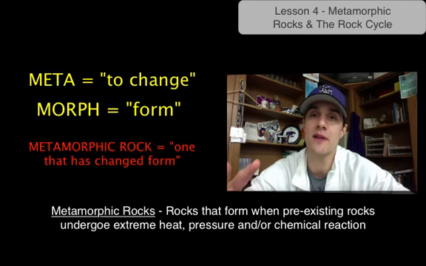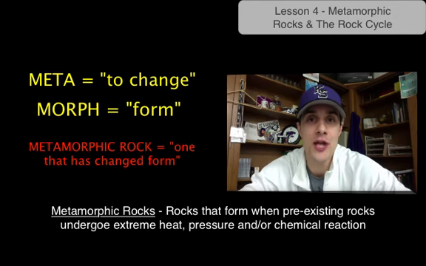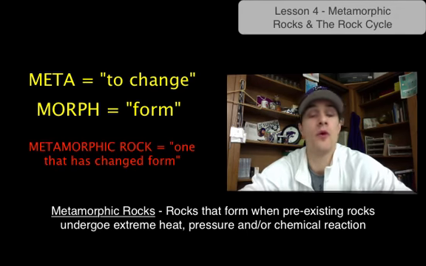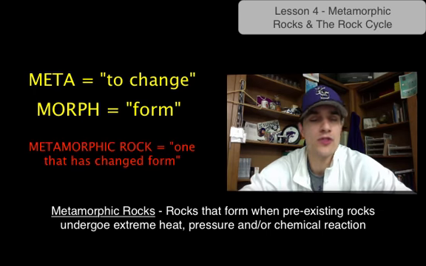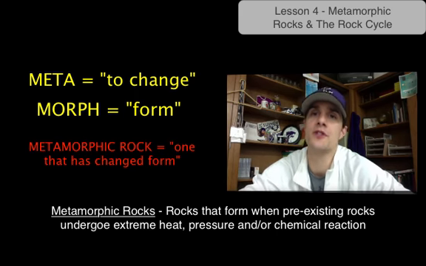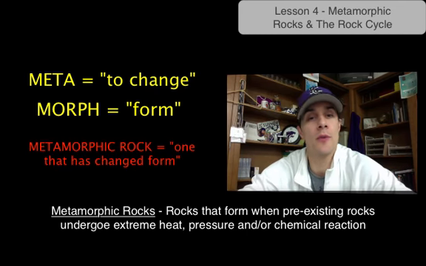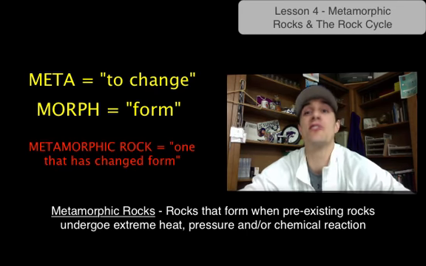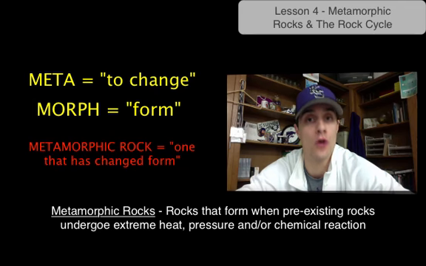It's got to be a pre-existing rock. It's undergone heat, pressure, and chemical reactions. It's changed, okay, both physically and chemically. Still all about the composition and texture though. Just like with igneous and sedimentary rocks when we were defining them, it's all about the composition and texture. And we're going to see that later in the video as well. Okay? But metamorphic rocks, rocks that have undergone some type of change, physically and chemically, due to changes in heat, pressure, and chemical reactions over a long period of time.